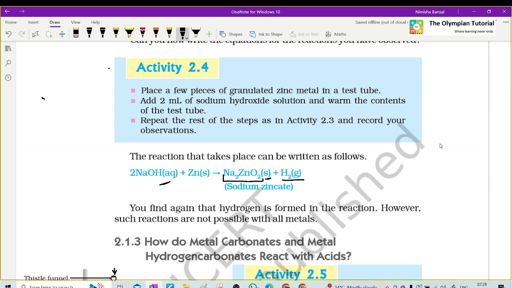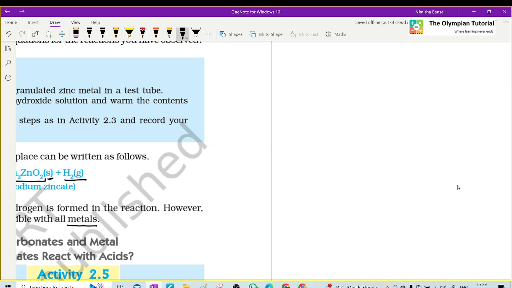However, such reactions are not possible with all metals. All metals will not react with base in the same way. Tanya, you remember about the activity series? Yes, somewhat. I know the reactivity series, but I don't know the metals. No problem. Firstly, you write down, I am writing some reactions.